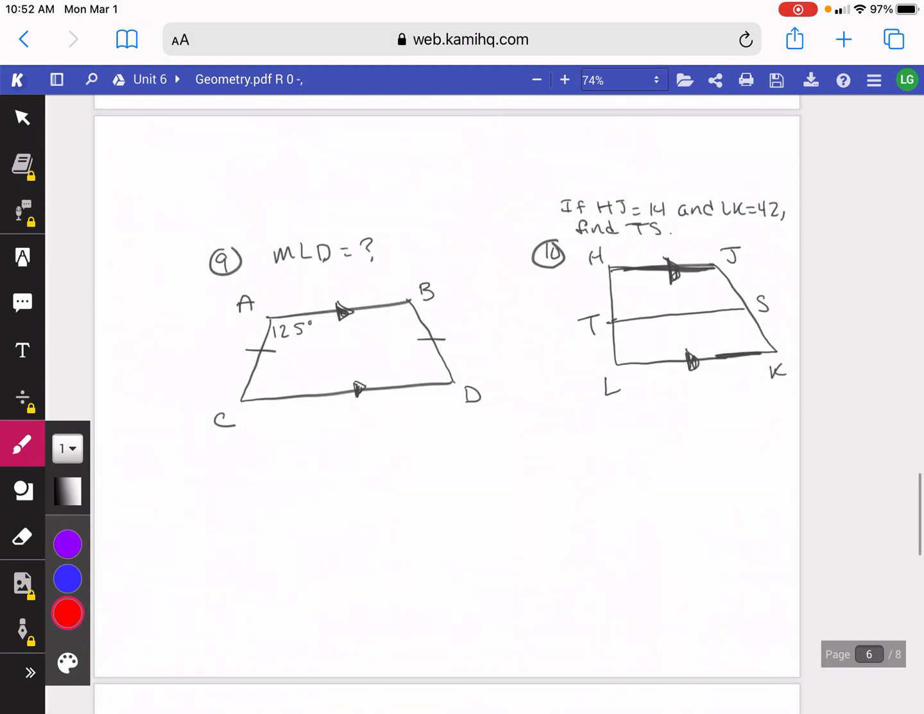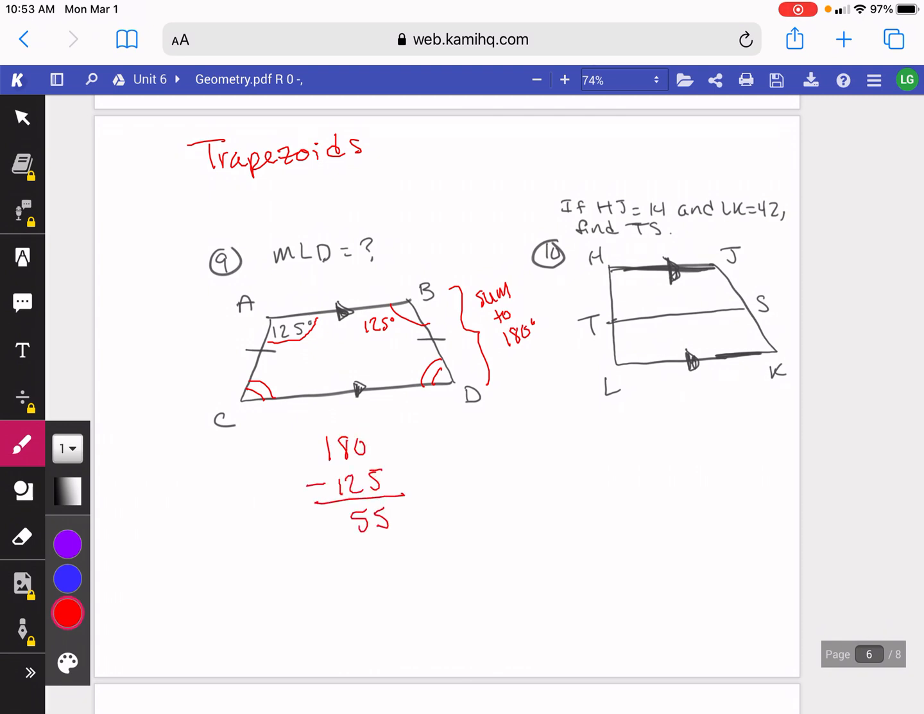Next, we're going to talk about trapezoids. For trapezoids, if it's isosceles, we know that both top angles and bottom angles are congruent. But we also know that consecutive angles add to 180. So here, if angle A is 125, angle B is also 125. But angle B and D are consecutive, so those sum to 180 degrees. So to get my answer, I can subtract 125 from 180, that comes out to 55 degrees.